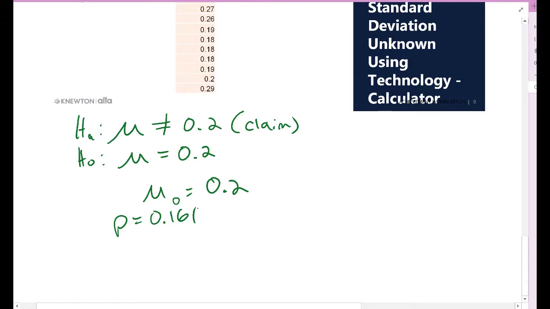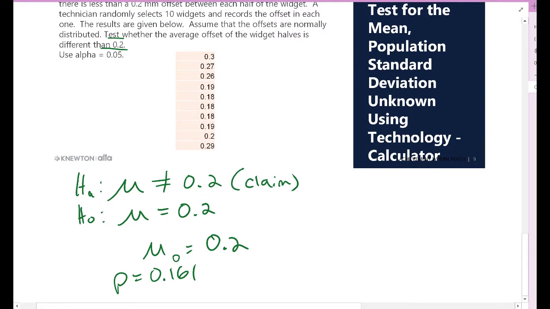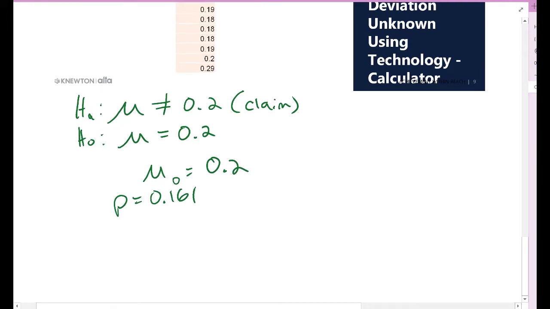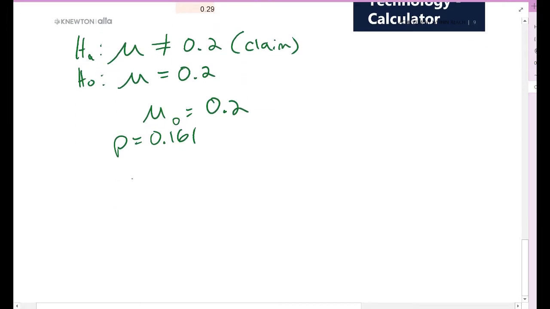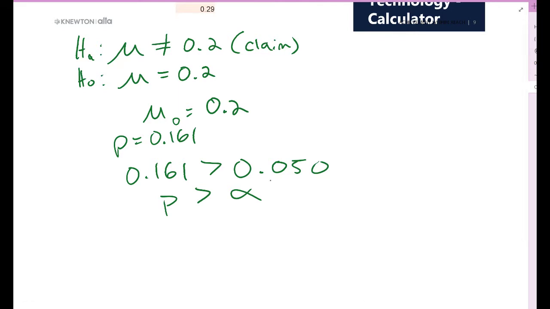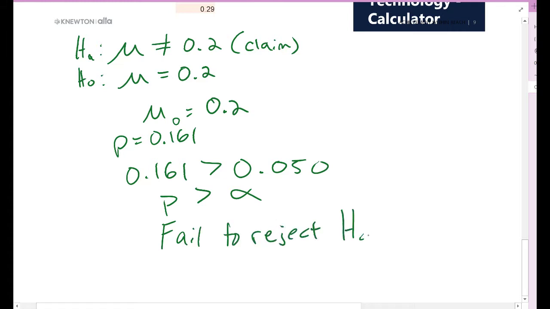All right, and let's go ahead and make a decision and an interpretation. They told us alpha was 0.05. So to figure out our decision, we take our p-value, compare it to our alpha, and we notice that 0.161 is greater than 0.05. Therefore, we're in a scenario where the p-value is greater than alpha. When p is greater than alpha, that means that we should fail to reject the null hypothesis.